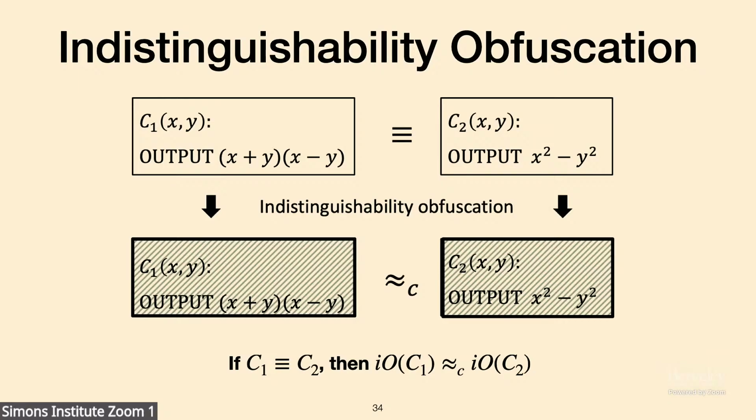And I/O is this thing that says if you have C1 and C2, and they're functionally equivalent and I obfuscate them, I cannot tell obfuscations of C1 from C2. So the intuitive way to remember this is that you can only see the truth table given the obfuscation of the thing.